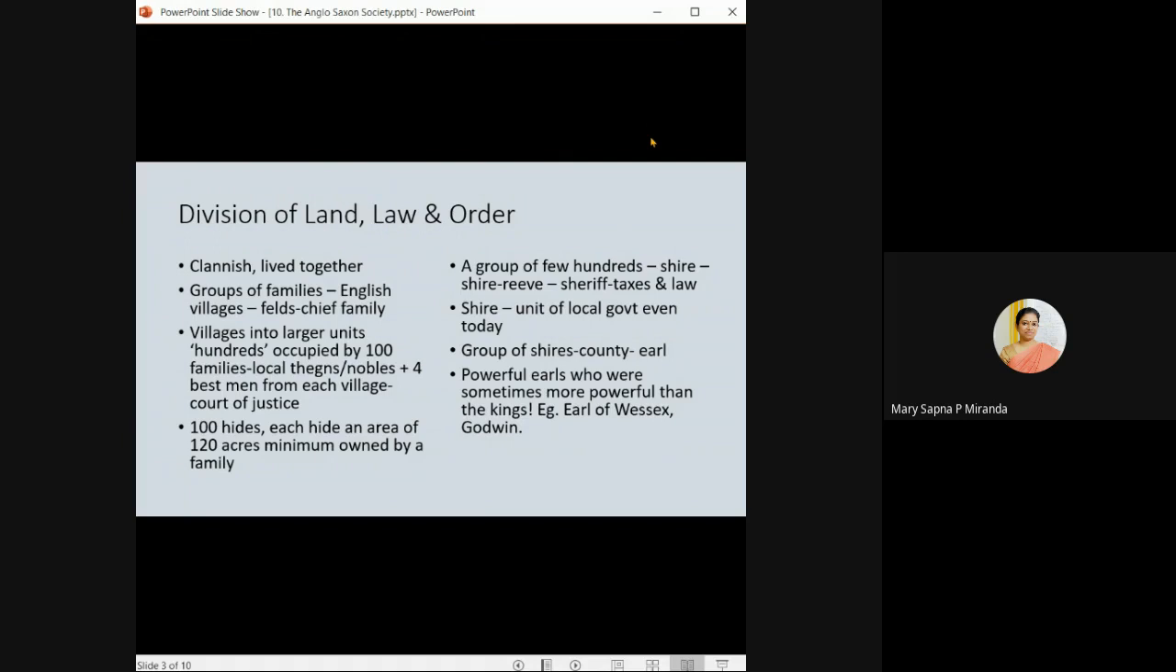Then you have a group of shires together. A group of shires together is called a county, and the county is under a powerful person called an earl. Now you know who an earl is. An earl is someone lording over a group of shires. A group of shires is known as a county.